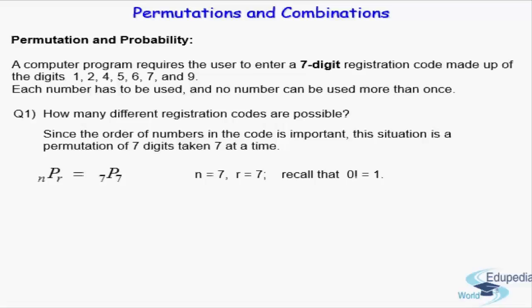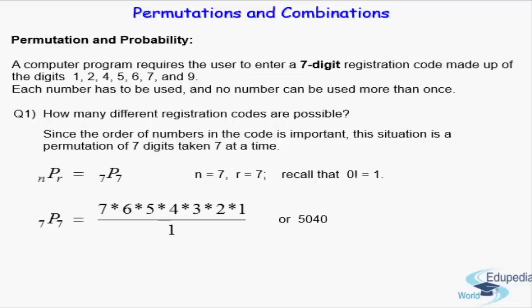Now one thing that you need to memorize, well, it's really pretty simple: 0 factorial is equal to 1. So we have 7 factorial over 1. So the answer to this is 5040.